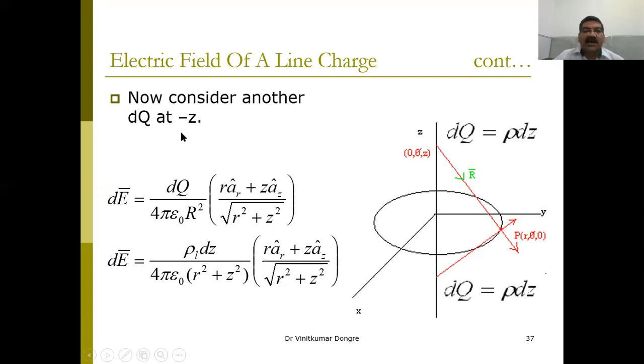Now consider the other z, which is minus z. The very first was the top z, and we have considered the field due to that. Now consider the minus z. So only a negative sign will come. So dE equals dq upon 4 pi epsilon 0 r squared aR. So aR will be this one. So dE is again rho L dz upon 4 pi epsilon 0 times r squared plus z squared. Okay. And these things we can calculate using this particular chart.